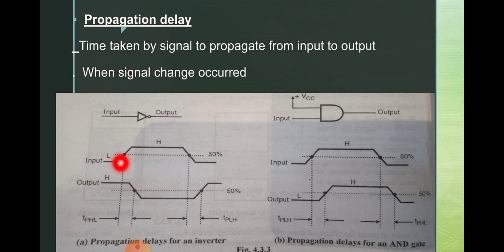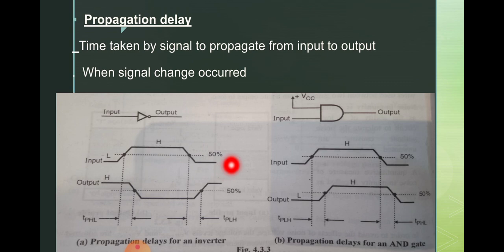Now actually, when input is low, at this place the output must be changed at this point, but this does not happen. The output will be changed at this point. So this shows the delay.